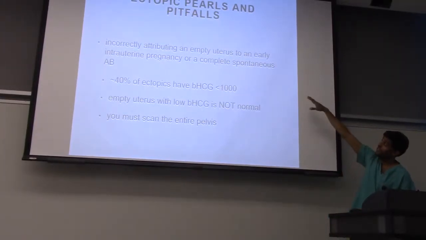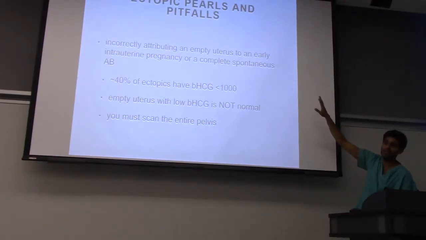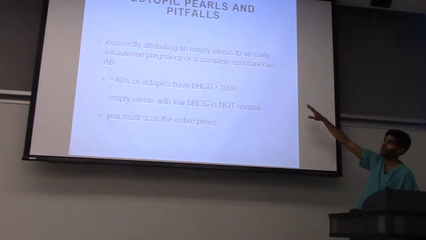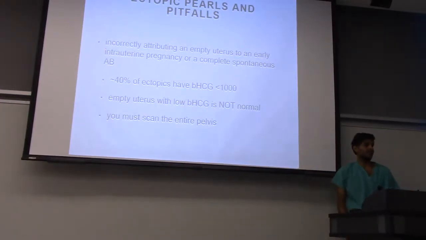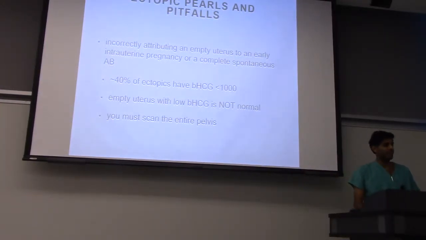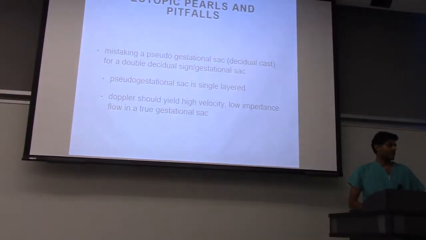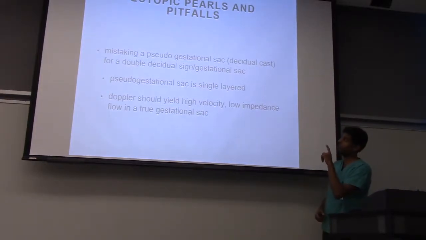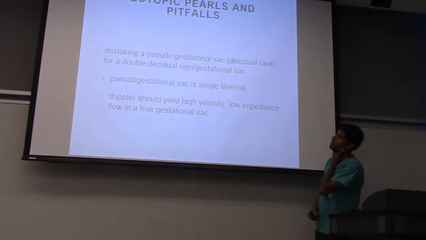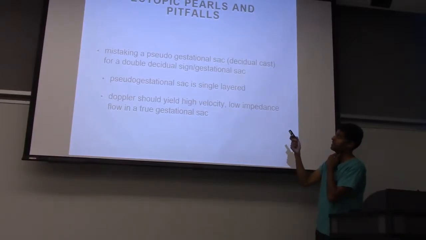The other thing is, we all know this, but you can't count something as a spontaneous AB unless you saw passage of products of conception. So you can't just assume that the person had a spontaneous AB and they have a low beta and everything is fine. Okay, I think this one is actually probably the hardest one because it's very tricky, and I think even people that are very deeply ultrasound trained can make this mistake.